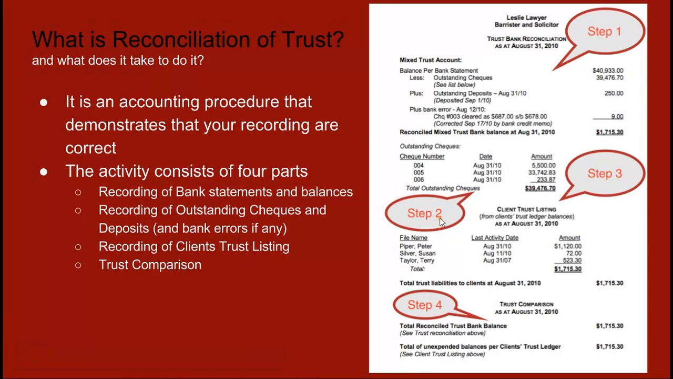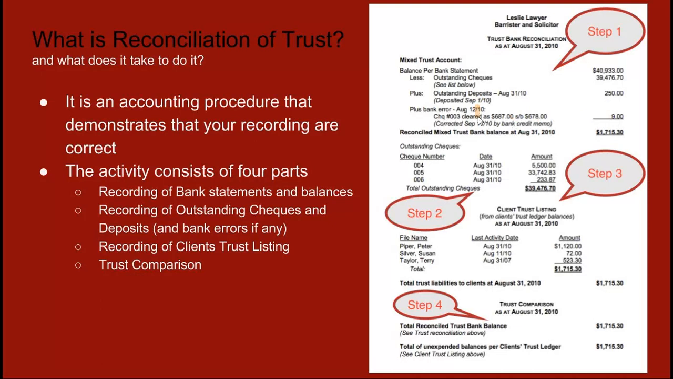Step 2, recording of all the outstanding checks and deposits and any bank errors. So this is one of the examples that I provided you with, any outstanding checks and/or deposits. And you can see they all add up. So this is checks 04, 05, 06. These are the total outstanding checks, and they all add up to $39,000. And that's what is being minused here. Okay? And there's actually an outstanding deposit of $250. And that's added.